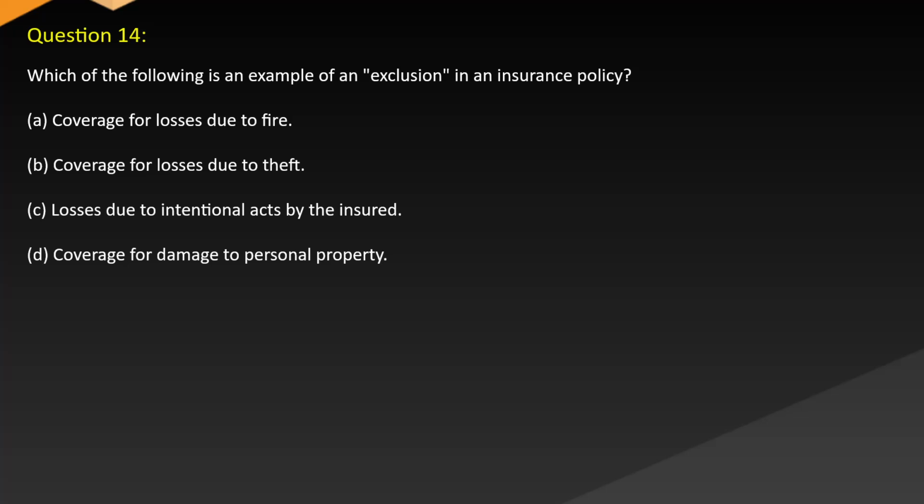Question 14. Which of the following is an example of an exclusion in an insurance policy? A. Coverage for losses due to fire. B. Coverage for losses due to theft. C. Losses due to intentional acts by the insured. D. Coverage for damage to personal property.